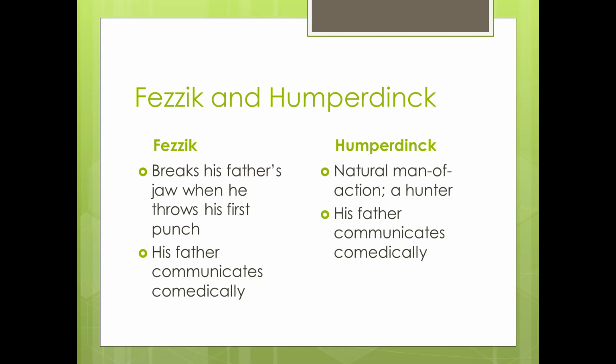Humperdinck is kind of a nigh perfect physical specimen, aside from this odd tendency he has to walk like a crab. But he's a man of action. He's an athlete, a hunter, a warmonger. But his father, too, continues to communicate in a comedic way. It almost seems like Fezzik and Humperdinck are sort of foils, right? If one could be exchanged for the other, their lives might have been better in some way, shape, or form.